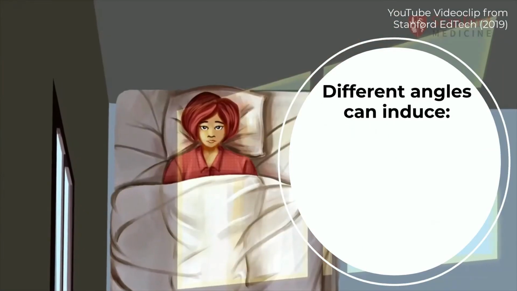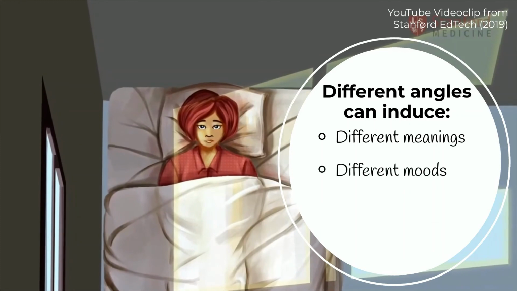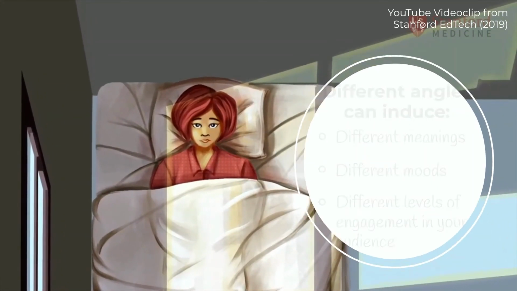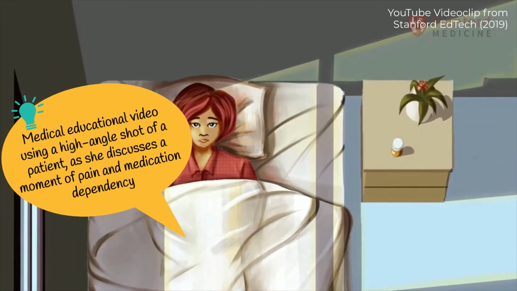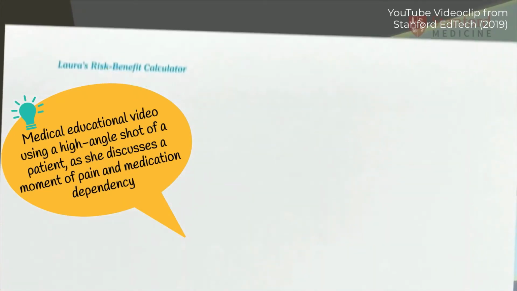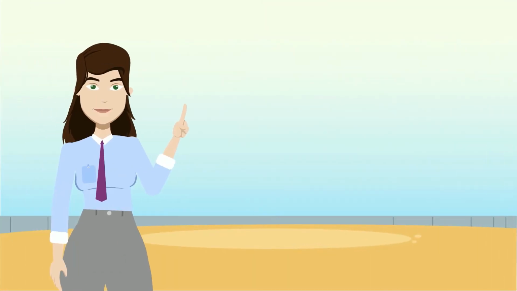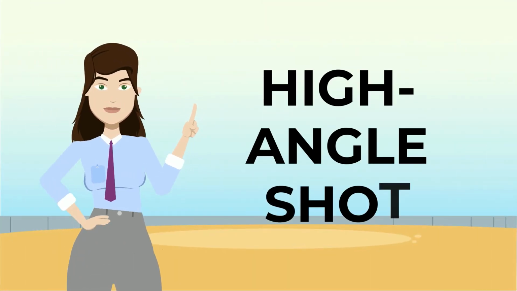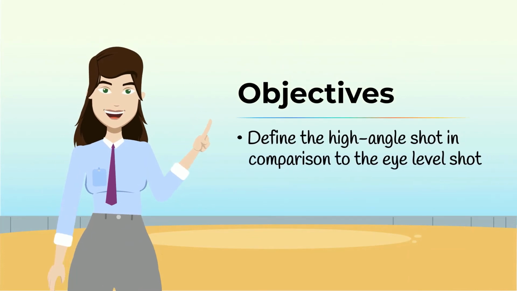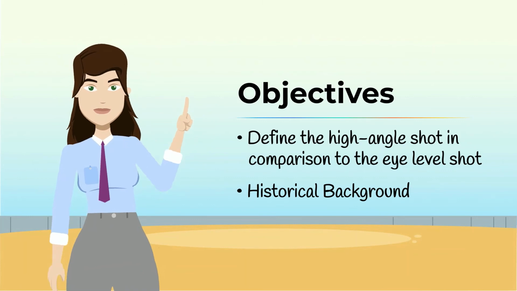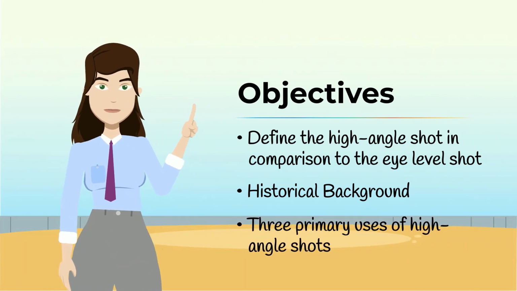Different angles can induce different meanings, different moods, and different levels of engagement in your audience. In e-learning, this can be a powerful way to communicate with your learners. In this episode, we will focus on the high angle shot. We will begin by defining the high angle shot in comparison to the eye level shot, provide some background on it, and then discuss three primary uses of high angle shots.